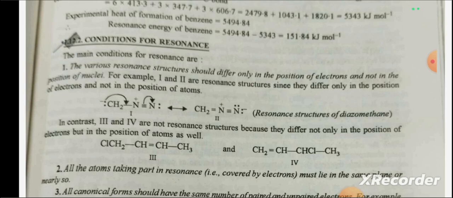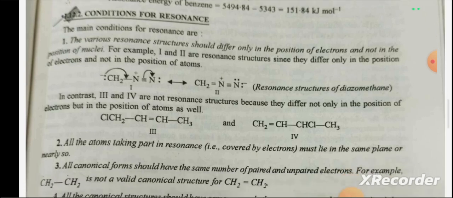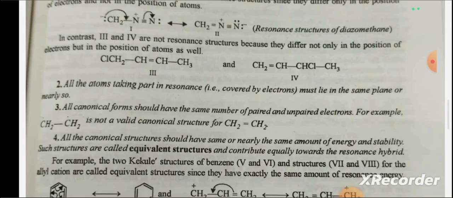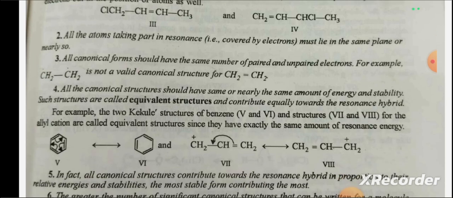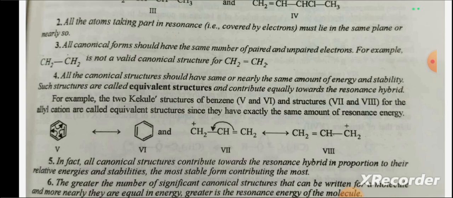For example, we see in the figure. The second is all the atoms taking part in resonance must lie in the same plane or nearby. So, all canonical forms should have the same number of paired and unpaired electrons. For example, CH2 bond CH2 is not a valid canonical structure for CH2 double bond CH2.